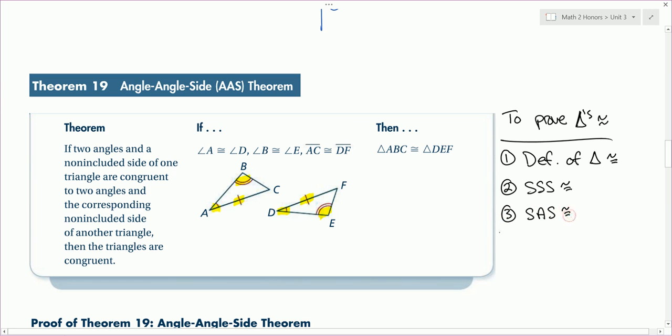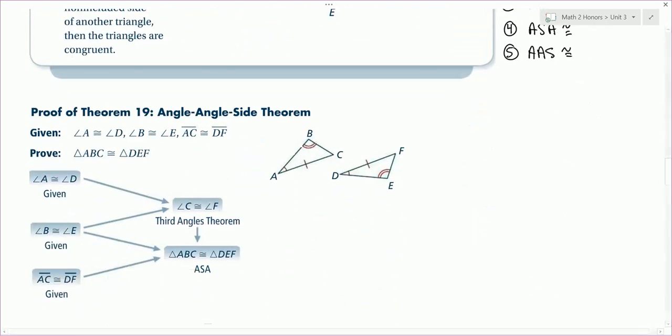And now in this one we've introduced 2 more, angle side angle and angle angle side. So as we approach triangles, as you're making proofs, even in the homework, keep this in mind. We now have 5 different approaches to prove 2 triangles are congruent.